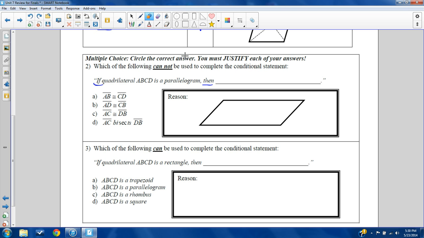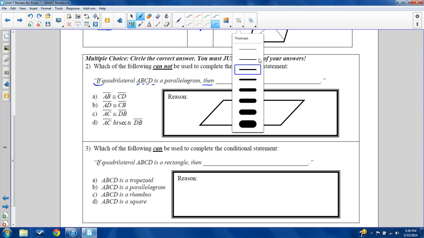So I want you to remember something about labeling. They said quadrilateral ABCD. Now that has a specific purpose and intent to the way that they say that.